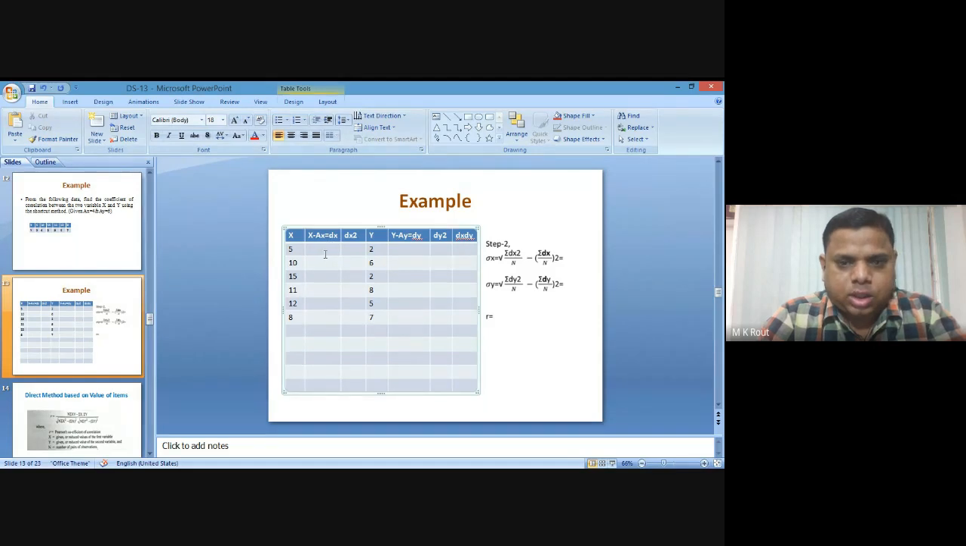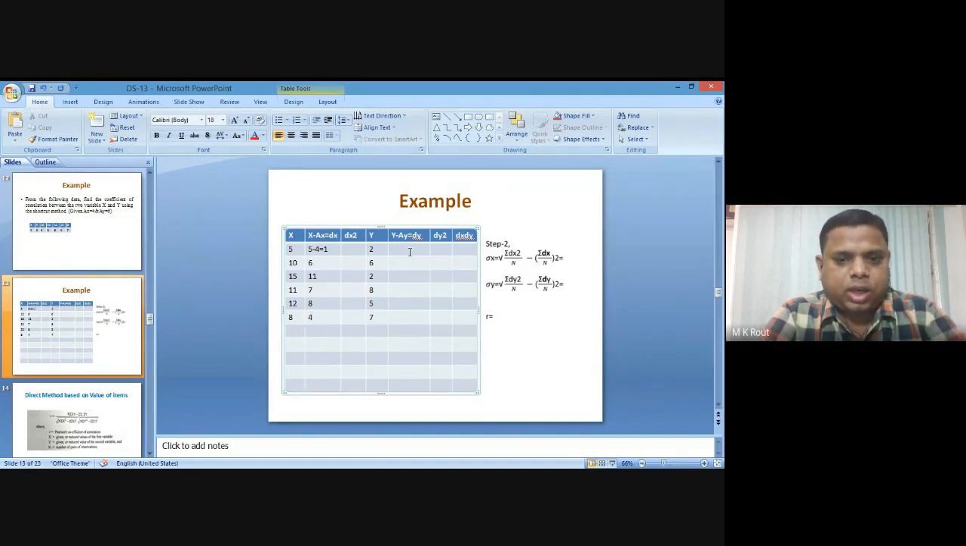Then, as per the given data, in case of x, 5 minus 4 equals 1. Then 10 minus 4, that is 6. Again, 15 minus 4, that is 11. 11 minus 4, that is 7. 12 minus 4, that is 8. And 8 minus 4, that is 4.